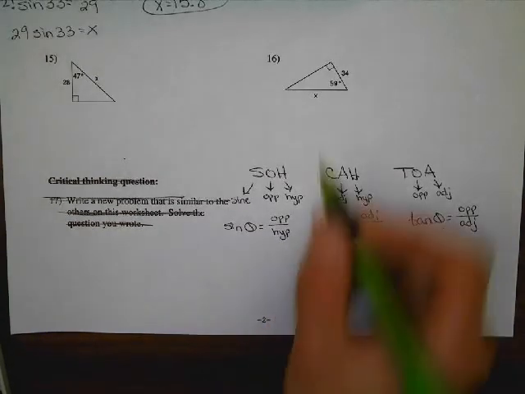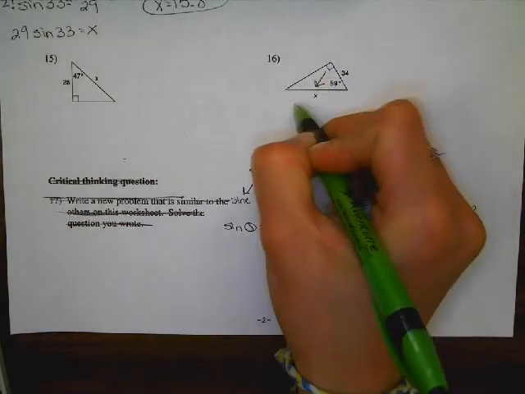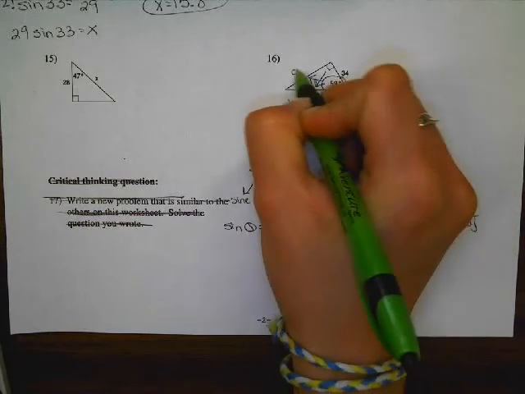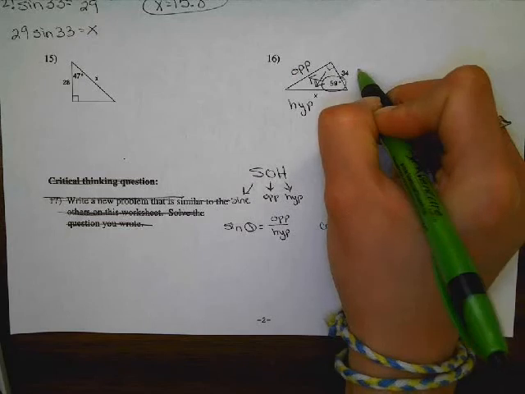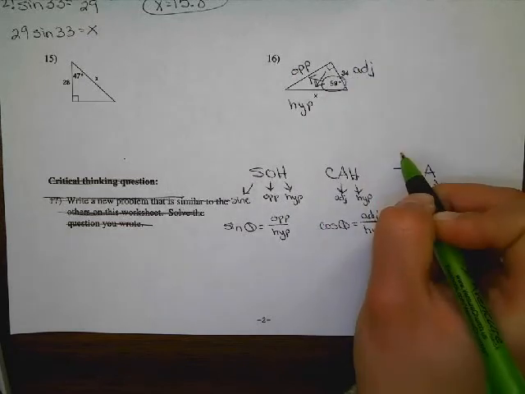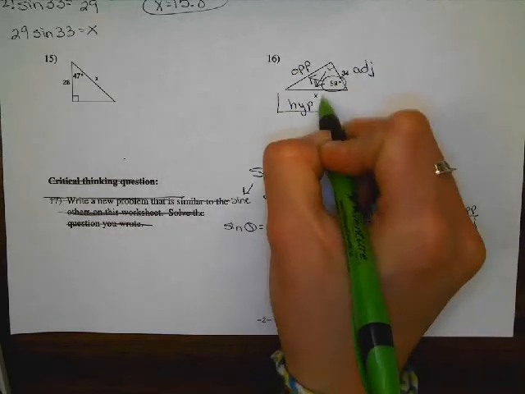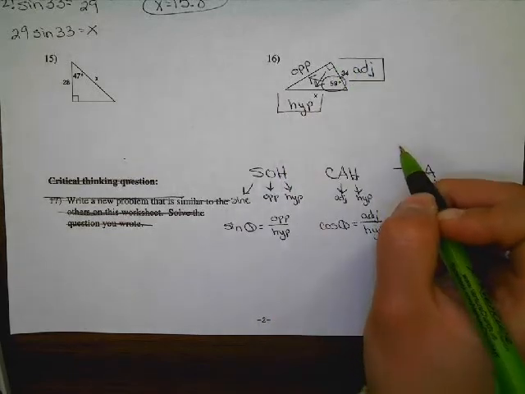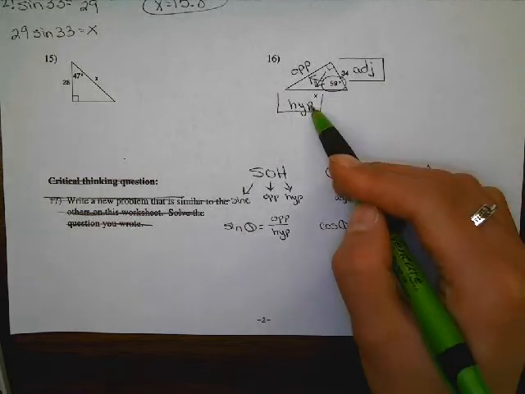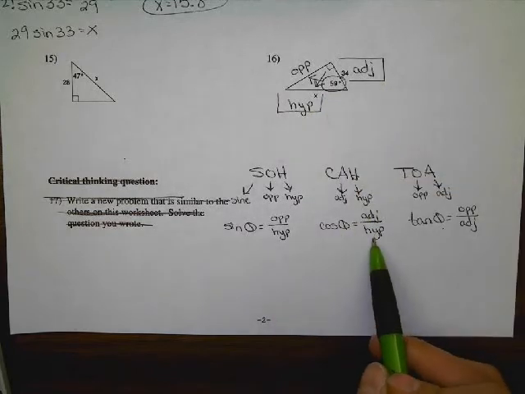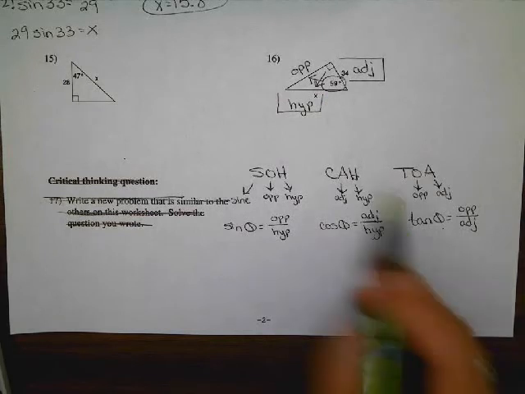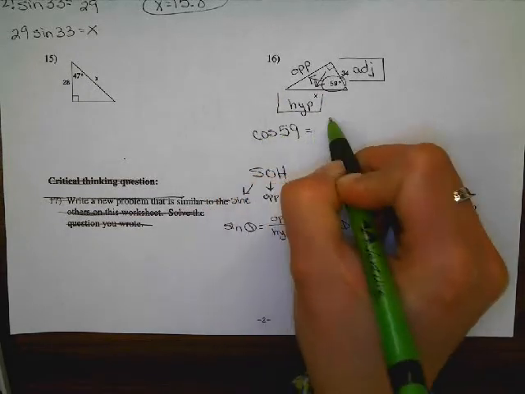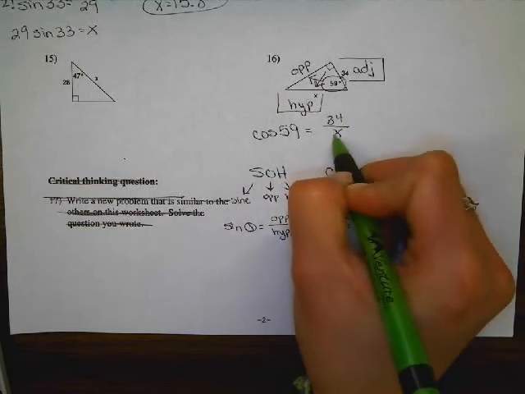Number 16. Across from my 90-degree angle is my hypotenuse. Across from the angle itself is always the opposite side, which means this 34 over here is the adjacent. So I have the hypotenuse that I'm looking for, and I've been given the adjacent side of 34. So adjacent and hypotenuse, if we look at our ratio, is the cosine. Adjacent over hypotenuse. So I'm going to take the cosine of 59 degrees, and that's going to equal the adjacent side over the hypotenuse.